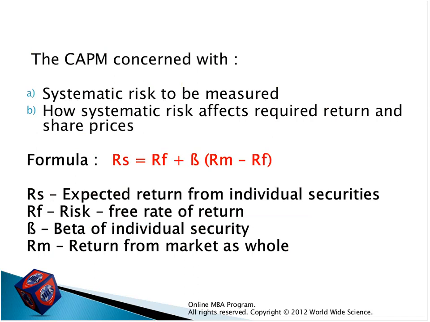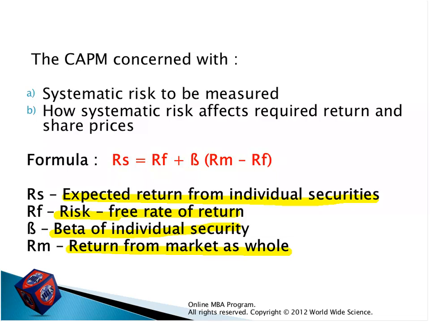Right now we are going to identify the value of the company shares in the market, and how the market risk, all the external risk, can affect our share price. Okay, let's see. The formula here is RS, the expected return from the individual security, like returns from the investment, equals RF, the risk-free rate of return, plus B, the beta of the individual security, times RM, the return from the market as a whole.